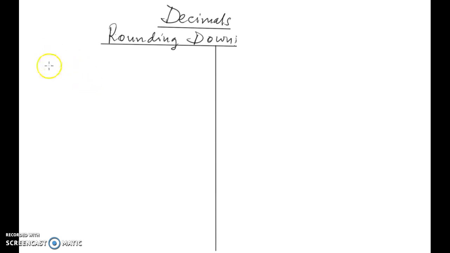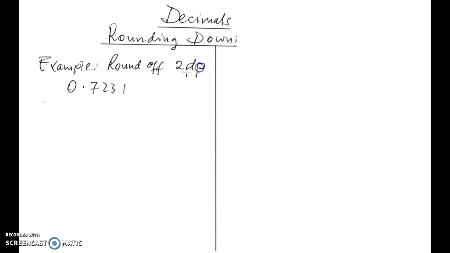Suppose we are given a decimal, 0.7231, and you are asked to round off correct to 2 decimal places. So 2 decimal places, 1, 2, are there. So this is where we have to end.